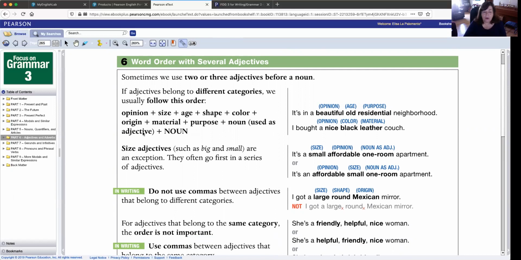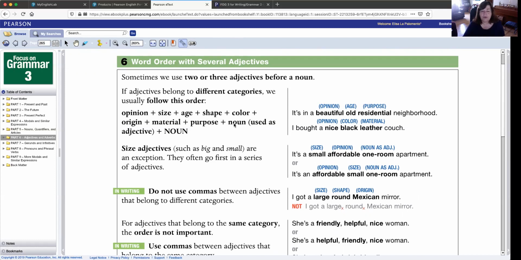The categories are the opinion, the size, the age, the shape. That's what they mean, okay? So again, opinion first, words that show opinion, followed by size, and then age, and then shape, and then color, origin, where something is from, material, what it is made of, purpose, what it is used for, and the noun used as an adjective, like when we talk about the kitchen table, and then the noun. So the noun always goes at the end. Not every sentence, of course, is going to have all of these. I can't even imagine a sentence that has all of these.